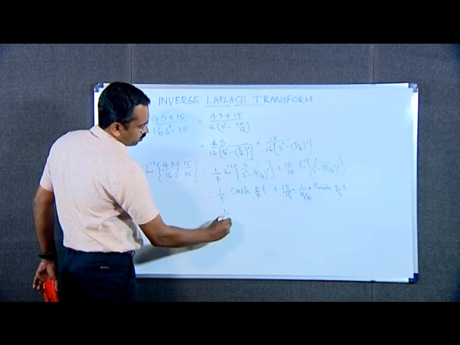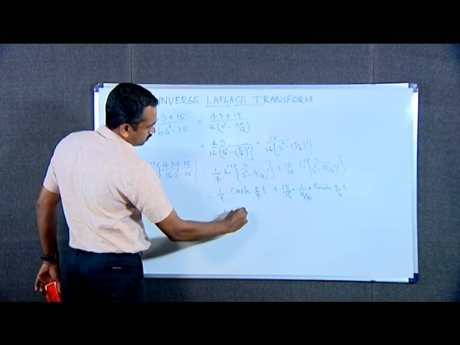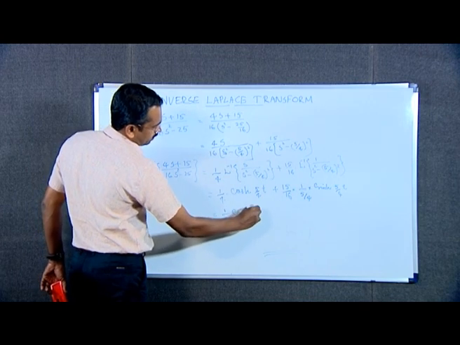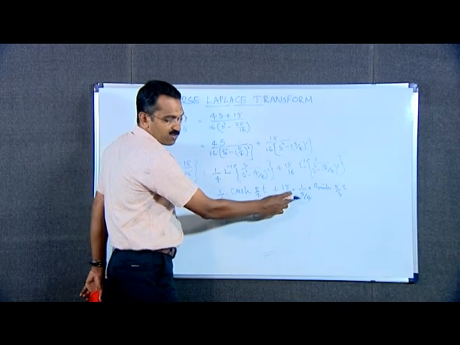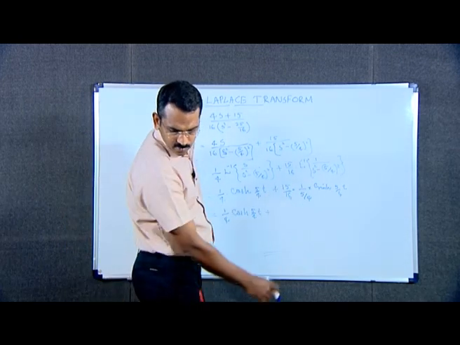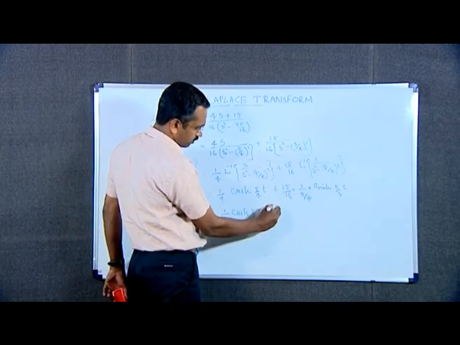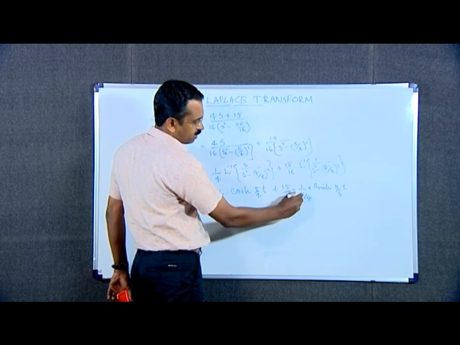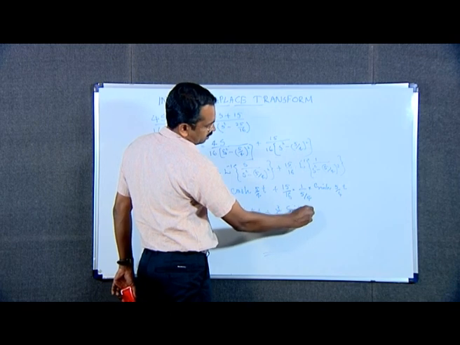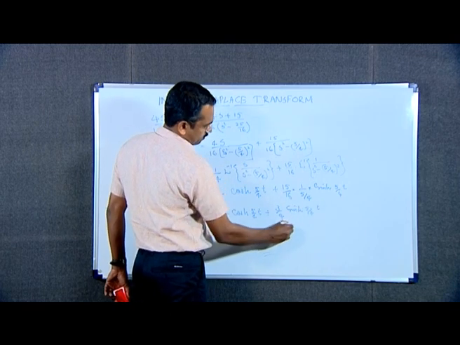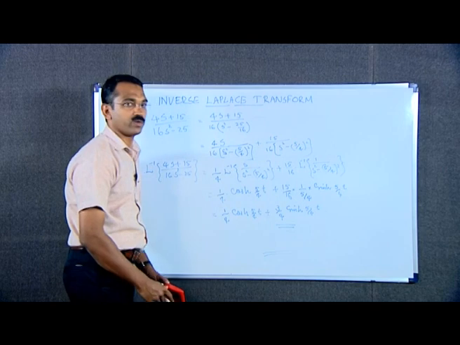1 by 4 into cosh 5 by 4 t, plus, on simplification we get this as 3 by 4 into sinh 5 by 4 t. This is the required inverse.